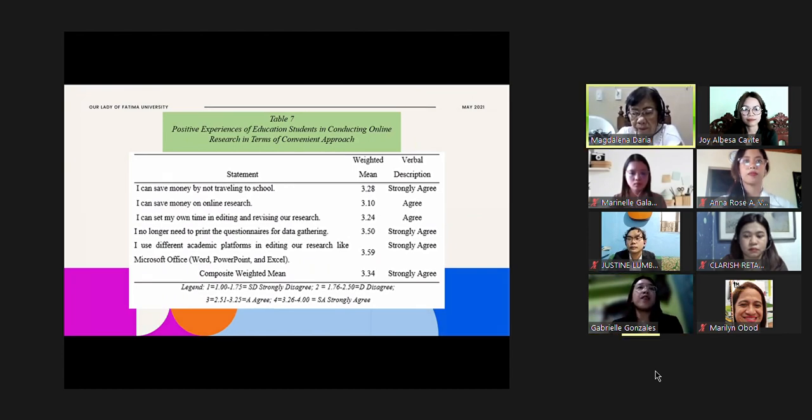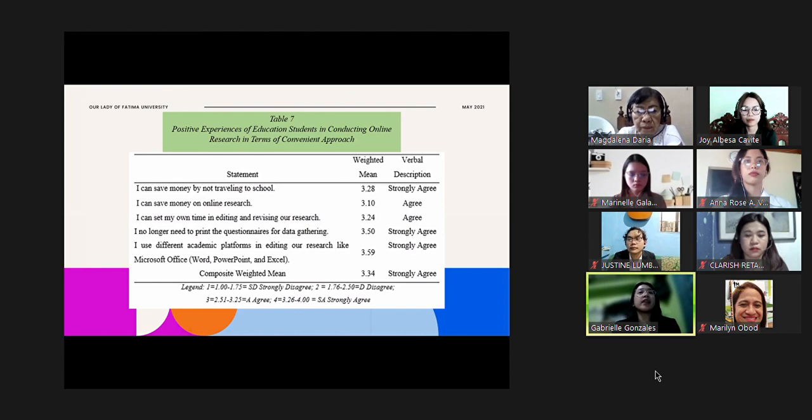For table 7, positive experiences of education students in conducting online research in terms of convenient approach. The highest rating in weighted mean is 3.59, and they strongly agreed that they use different academic platforms in editing their research, like Microsoft Office, such as Word, PowerPoint, and Excel. And the lowest rating in weighted mean is 3.10. They agreed that they can save money on online research.